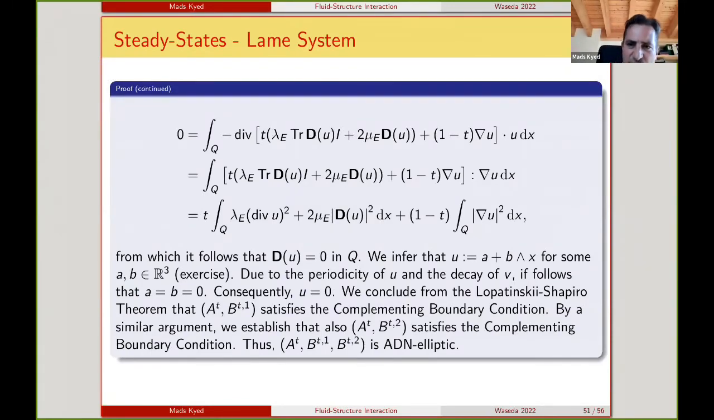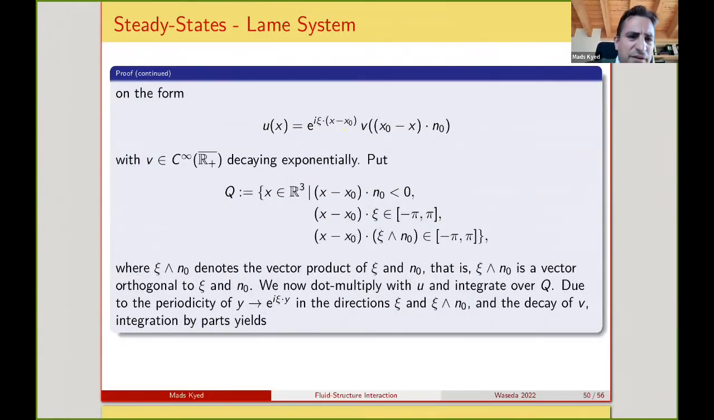Okay, I'm a little bit worried about this. Well, not worried because it's a standard argument, but when we do this integration by parts, there is one face of the cube that should produce boundary values, but it's not an issue because the V here is decaying exponentially.